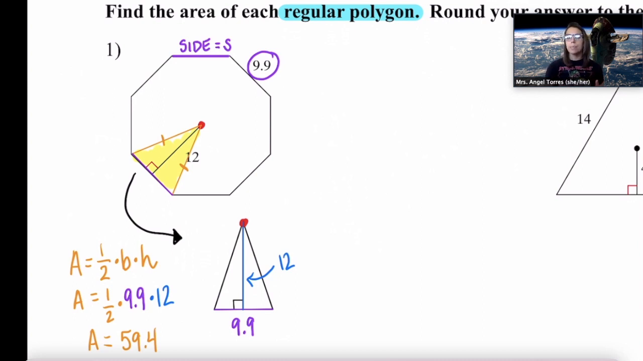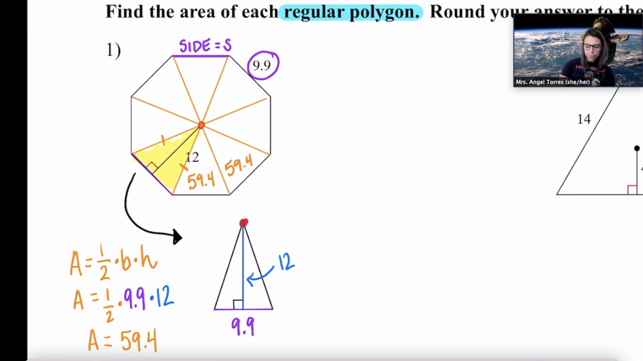But here's the thing. That's not the area of the octagon. That's just the area of this one triangle. So how would we find the area of the octagon? Remember, because this is inscribed in a circle, each one of these triangles is congruent to the last one. If each of these triangles is congruent to the other, that means they all have the same area. They all have an area of 59.4.